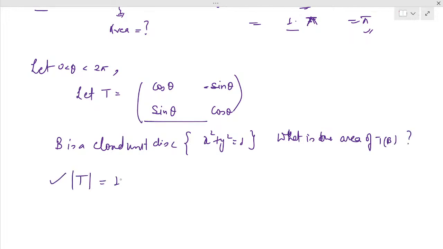So remember, the determinant of this is 1. Remember, this is an orthogonal matrix, so the determinant is 1. 1 into the area of B, and the area of B is pi. So the answer is pi. Finished. So you don't have to see how it's going to transform and all those things that I was doing. Is that clear or not clear? I hope it is very much clear to you now what I want to suggest. I mean, these are not that difficult questions.